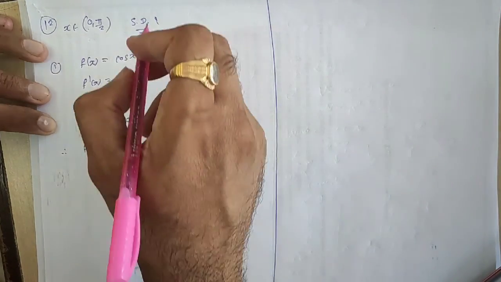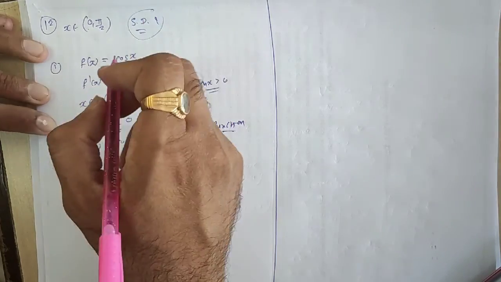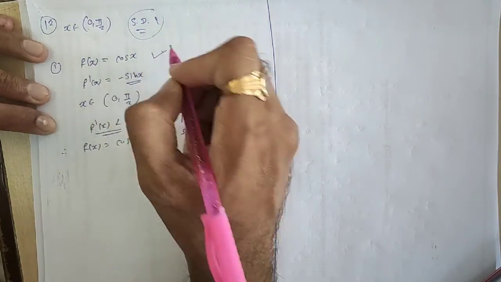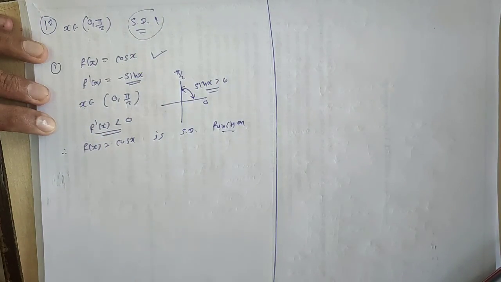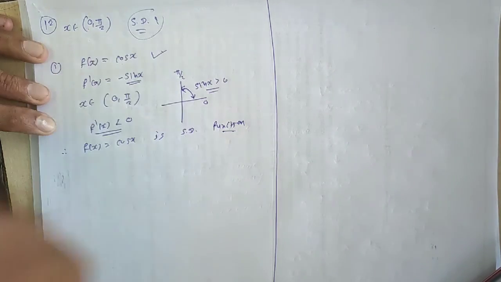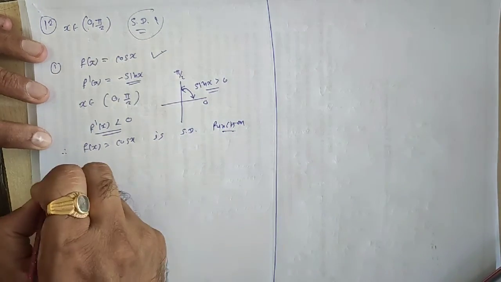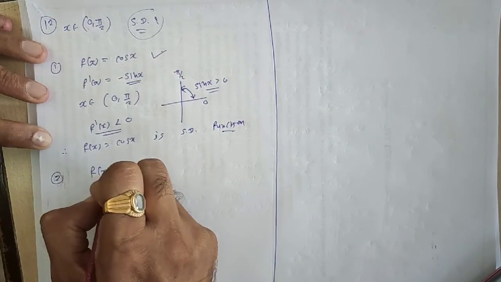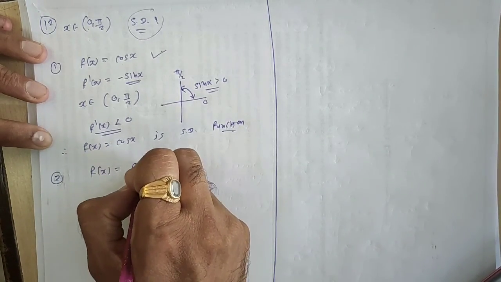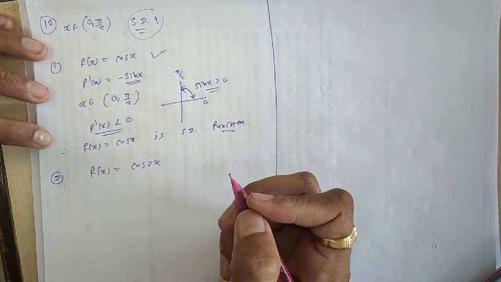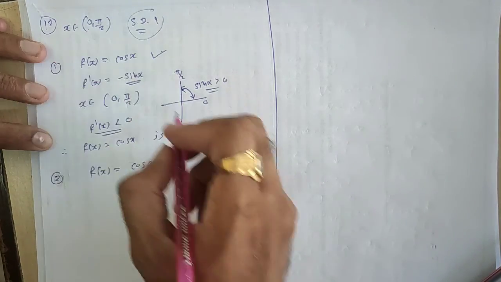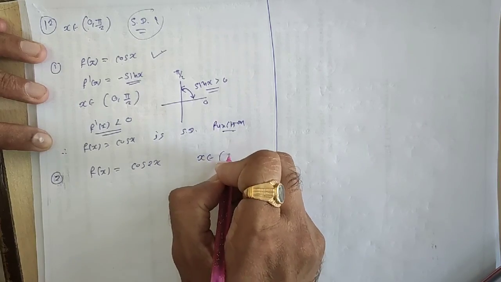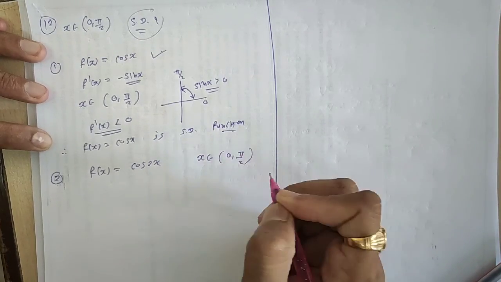In our question you have to check which function is strictly decreasing function. So first question is cos x. Cos x is strictly decreasing function in the interval 0 to pi by 2. Now second one, we have to check whether f of x equal to cos 2x is strictly decreasing function for this interval. That you have to check.